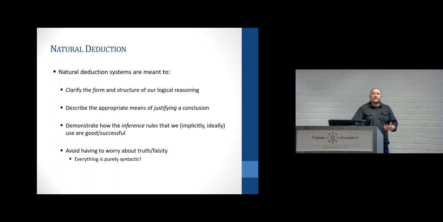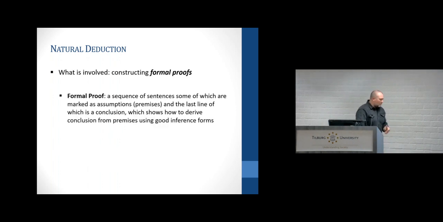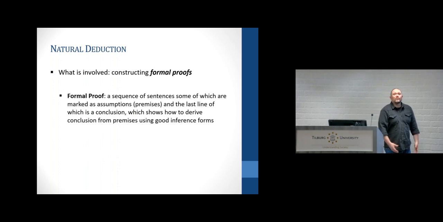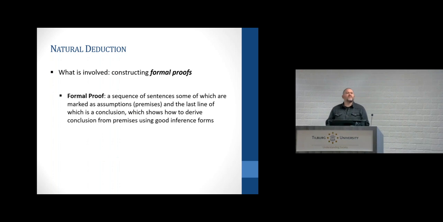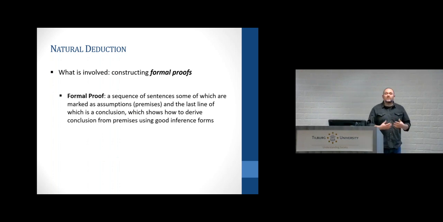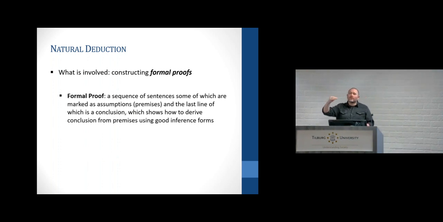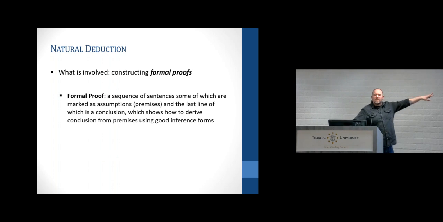But okay, so that's what a natural deduction system's meant to do. How does it do it? Well, what we do is we construct formal proofs. And a formal proof here, to give a slightly fancy definition, is a sequence of sentences, some of which are marked as assumptions, premises, right? The last line of which is a conclusion, and we're going to have markers to show how to derive the conclusion from the premises. So the natural deduction system is going to be a way for us to build these kinds of proofs.